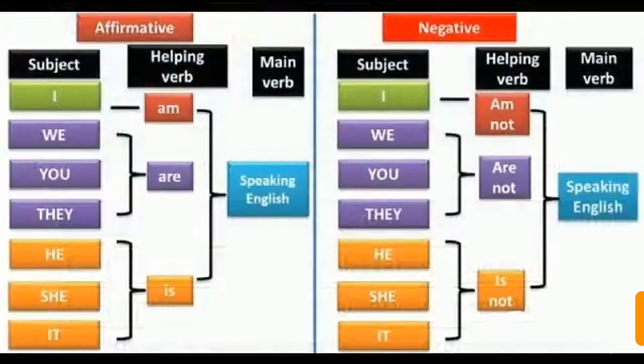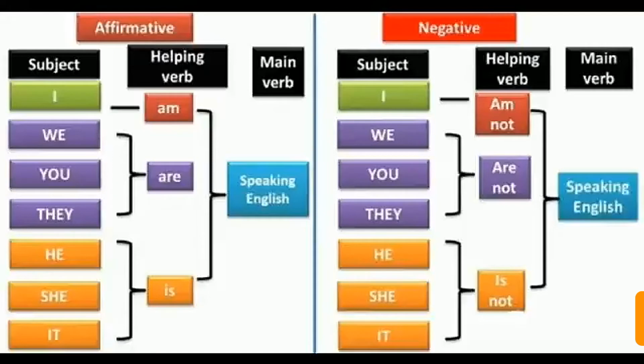In the affirmative sentence, if the subject is I, then the helping verb am will be used and the main verb with ing. If the subject is we, you or they, then the helping verb are will be used along with them, then the main verb plus ing. And if the subject is he, she or it, then the helping verb is will be used and then the main verb plus ing.